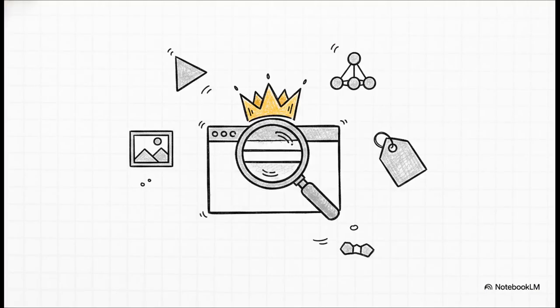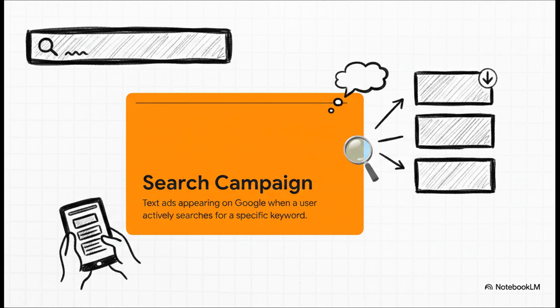All right, let's jump to Section 2, choosing your campaign type. Now, when you get in there, you'll see a sheer variety of ways to reach people. You've got video ads for YouTube, display ads for website banners, shopping ads for physical products, demand gen, and the all-in-one Performance Max. It's a lot, I know. But to keep things simple, focused, and highly effective for your first launch, we're going to focus entirely on the absolute king of them all. And that is the search campaign.